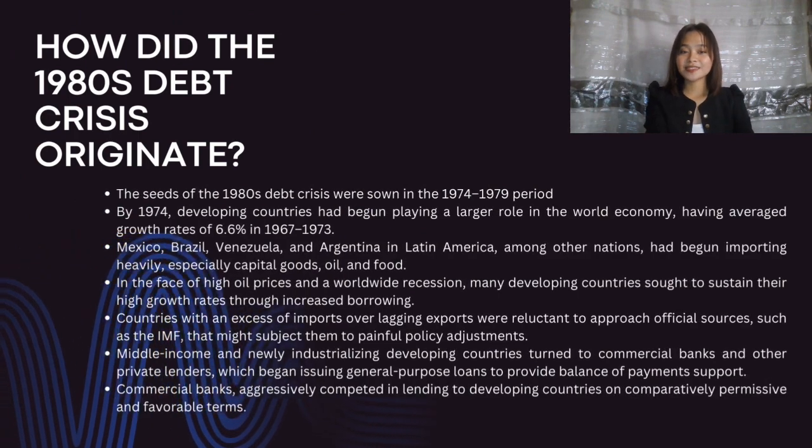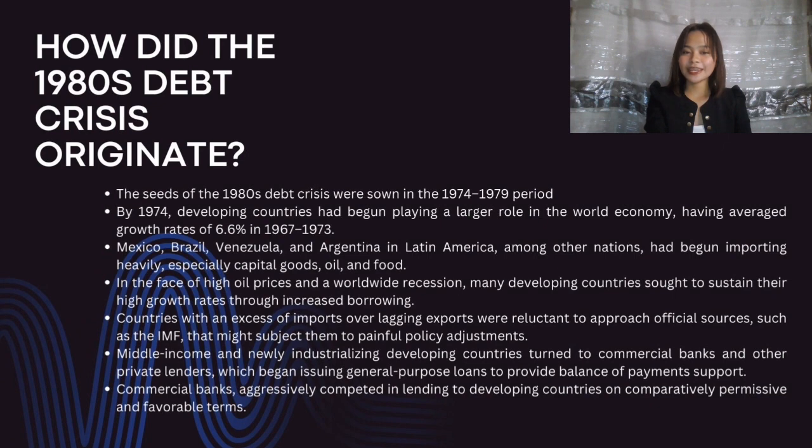So how did the 1980s debt crisis originate? The seeds of the 1980s debt crisis were sown in the 1974 to 1979 period when there was a virtual explosion in international lending precipitated by the first major OPEC oil price increase. By 1974, developing countries had begun playing a large role in the world economy, having aggregated growth rates of 6.6% in 1967 to 1973. Mexico, Brazil, Venezuela, and Argentina in Latin America, among other nations, had begun importing heavily, especially capital goods, oil, and food. Following outward-looking development strategies, they expanded their exports aggressively.